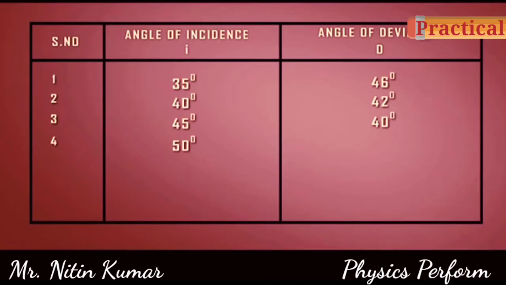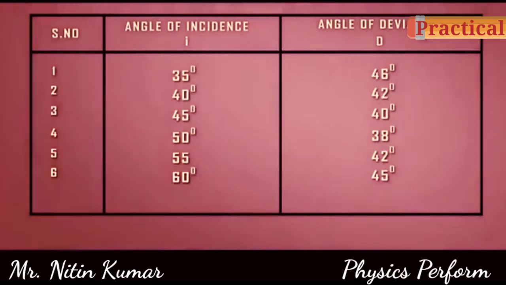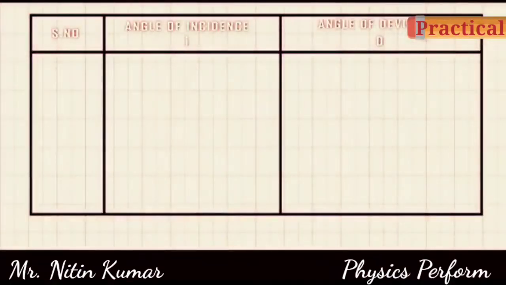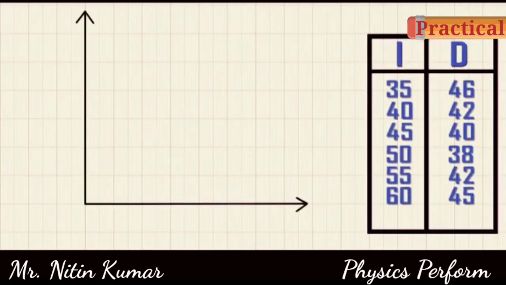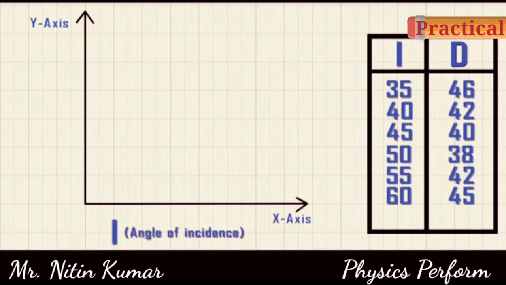I is equal to 50 degrees, D is equal to 38 degrees. I is equal to 55 degrees, D is equal to 42 degrees. I is equal to 60 degrees, D is equal to 45 degrees. Using the values of I and D, we plot an I-D graph, taking the angle of incidence I on the x-axis and the angle of deviation D on the y-axis.